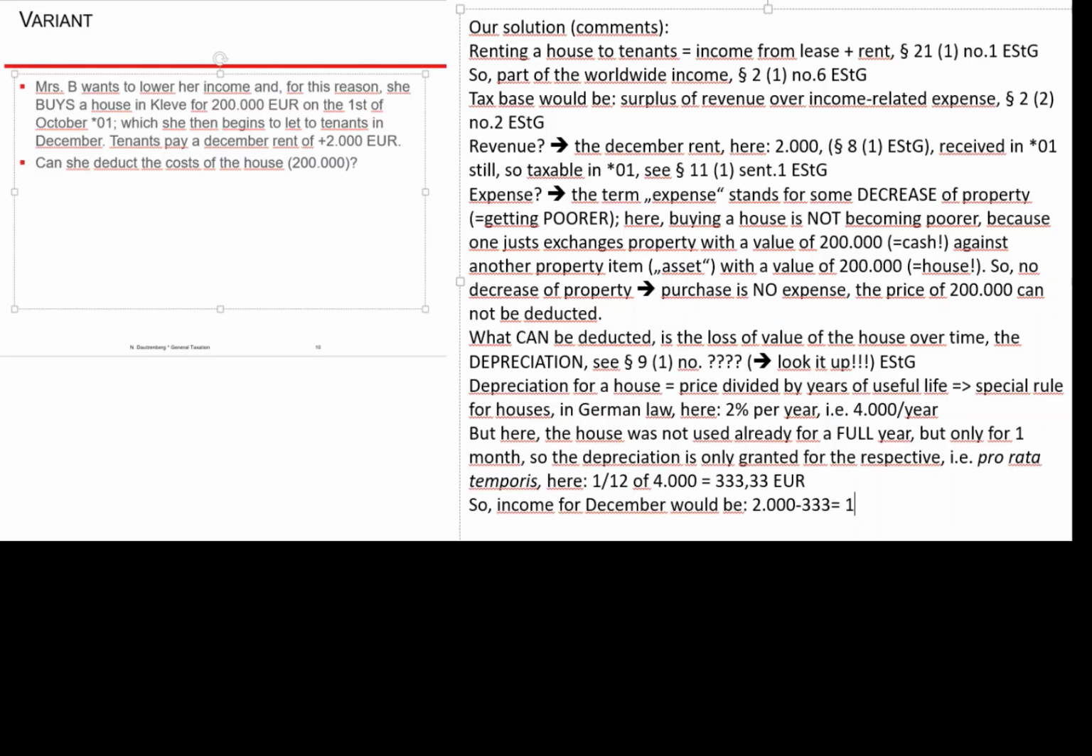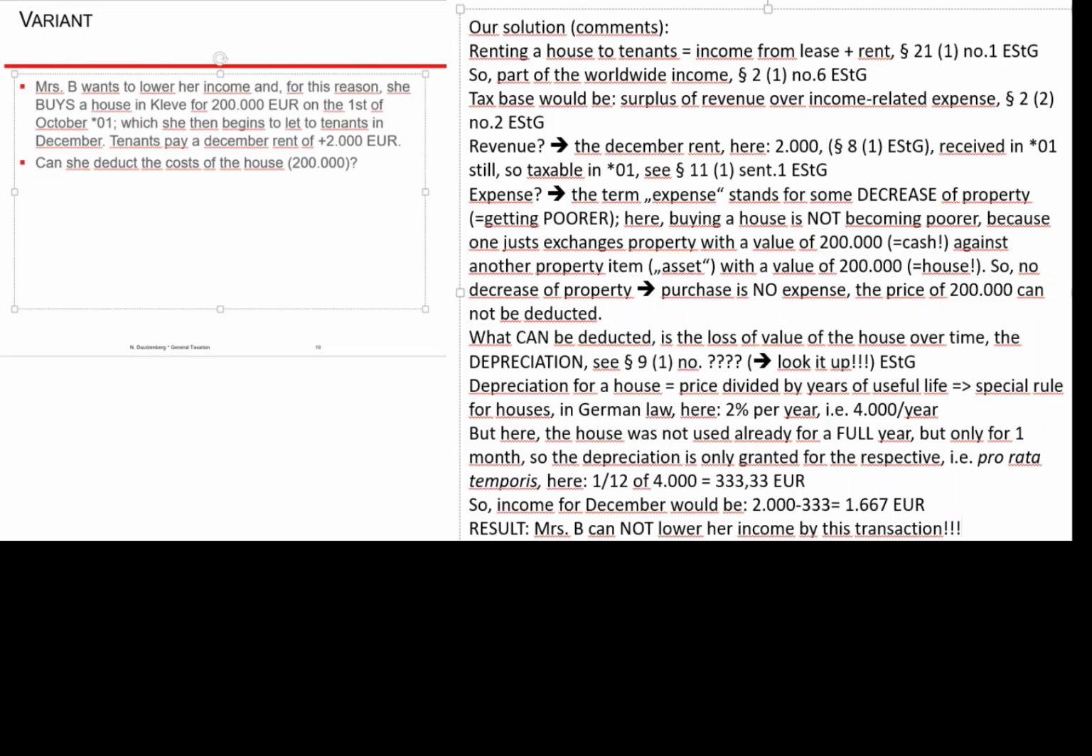So we end up with an income of, so result, Mrs. B cannot lower her income by this transaction. It might be nice to add that final sentence, because evidently that was the motivation behind the whole maneuver, and that is why I added that.